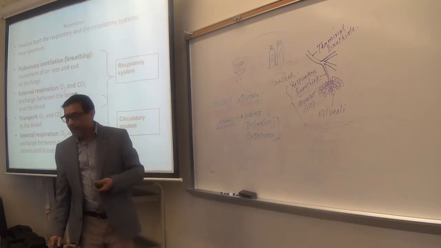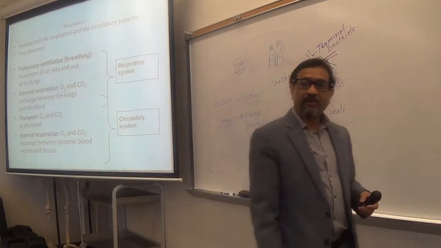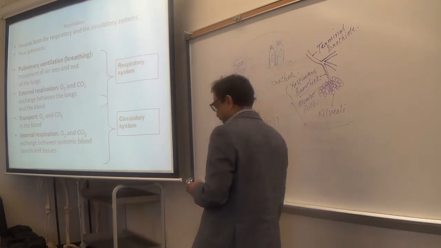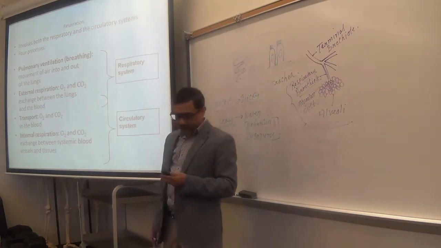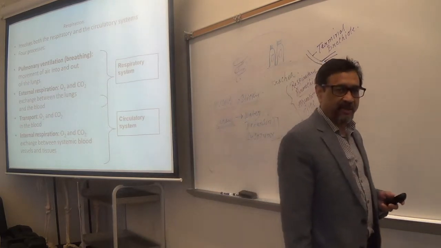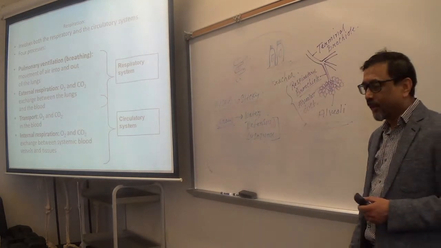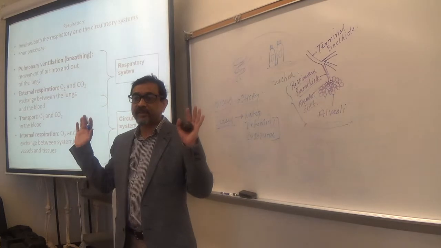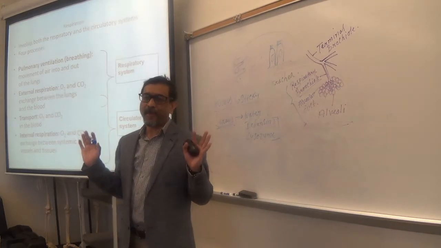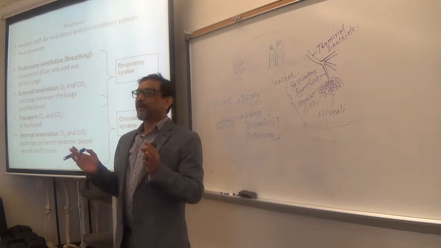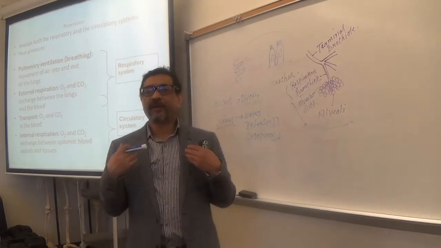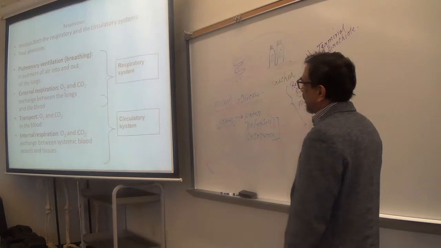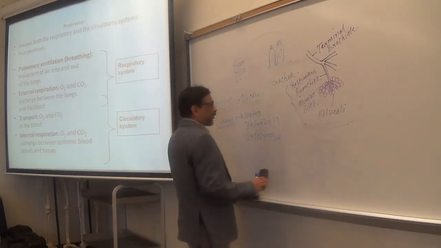Okay. Now, the four processes of respiration. Four processes take place, and you need to know them. Pulmonary ventilation is the first one, which is very simple. What is pulmonary ventilation? Breathing. That means what? Inhale, exhale. Is it clear? Inspiration, expiration. That is pulmonary ventilation. Then, external respiration.